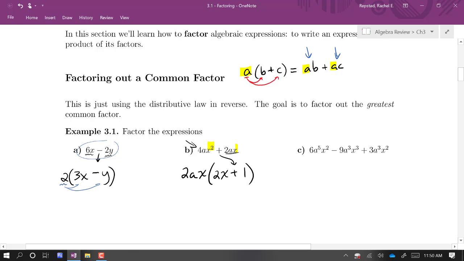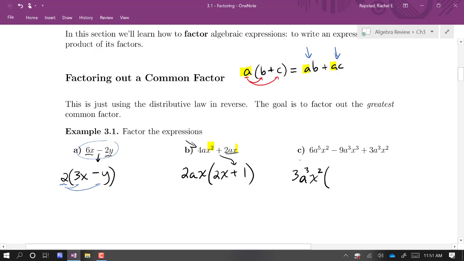In part C, go ahead and give yourself a few seconds, see if you can identify the greatest common factor. You might want to pause it if you want to have a go. Looking at this, they both have a factor of 3, and that's the greatest common constant factor that they all share. Looking at the a's, a cubed is the highest power they all have in common. And looking at the x's, it's x squared. That's the least power among them.